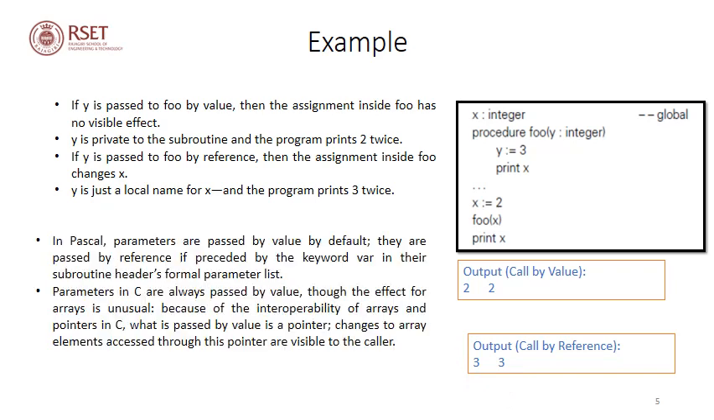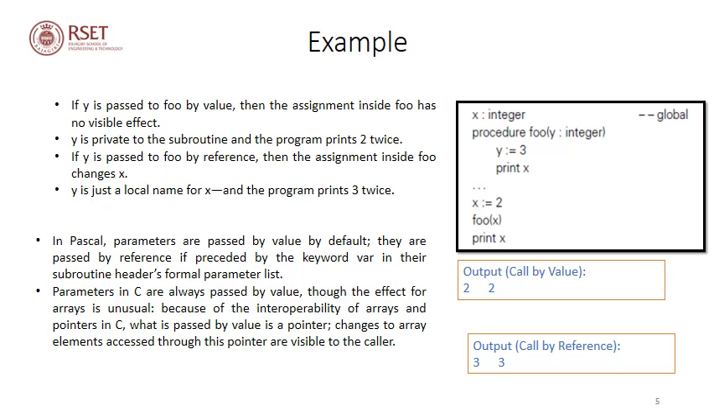In Pascal, parameters are passed by value by default. They are passed by reference if preceded by the keyword var in their subroutine headers, formal parameter list. Parameters in C are always passed by value, though the effect for arrays is unusual. Remember, we discussed the lack of orthogonality in C in module 2. It happens because of the interoperability of arrays and pointers in C.